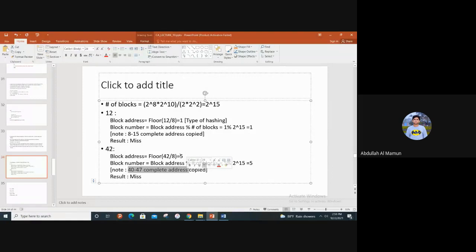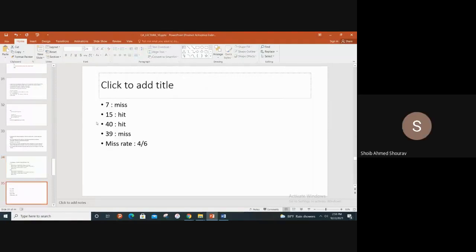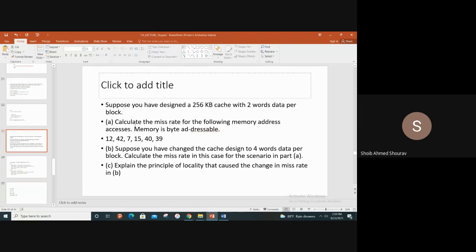Yes, sir. Okay, because of that, these two are hits and these two are not in the memory, so these two were misses. So out of the 6, 4 were misses, so the miss rate is 4 by 6, right? Please respond. Yes, sir.